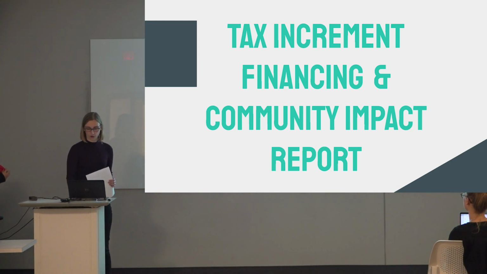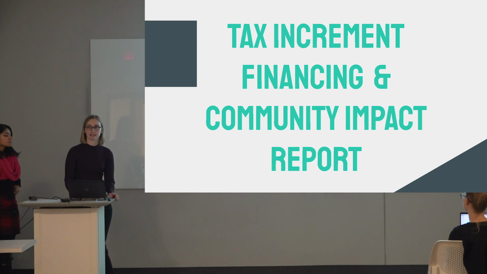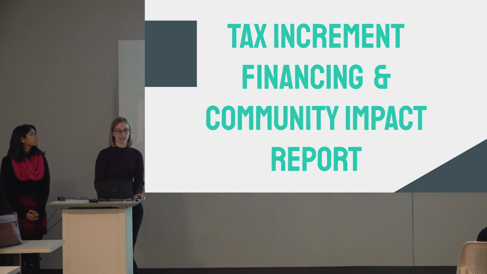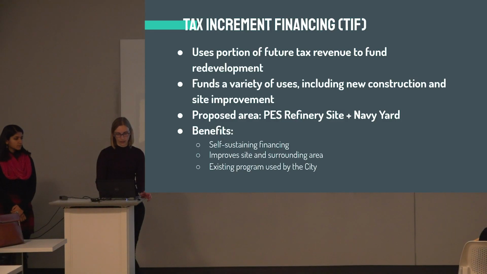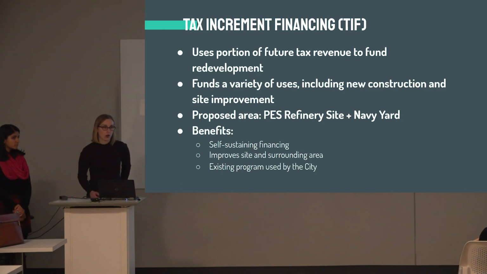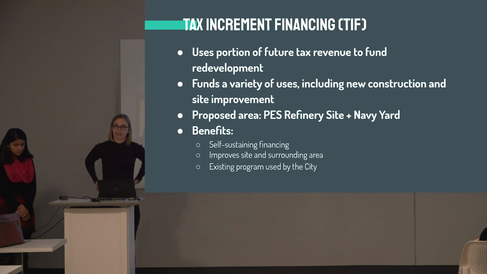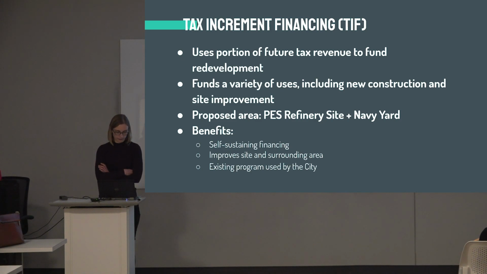So our next policy alternative is tax increment financing plus community impact report. I'll first start off by talking about tax increment financing, and then we'll move on to community impact report. Note that we are only proposing that the city offer this incentive to businesses that will use the site for a greener land use. So tax increment financing, also known as TIF, is a financing tool used by local governments to provide funding for redevelopment projects using future tax revenues.